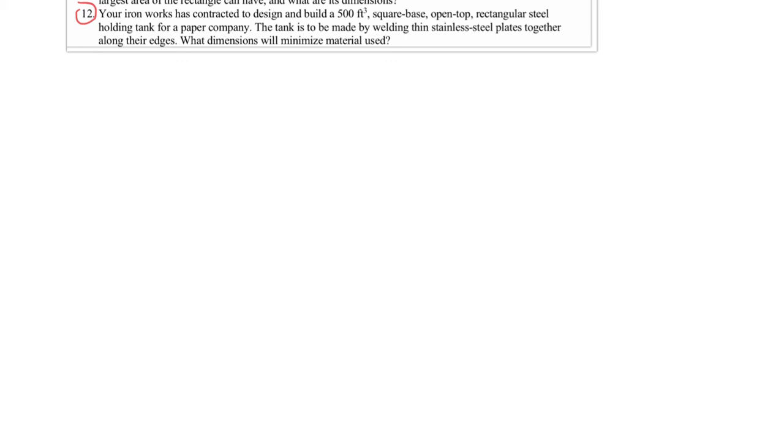Okay, problem number 12. Your ironworks has contracted to design and build a 500 cubic feet square base open top rectangular tank, to be made by welding, and so on. What dimensions will minimize the material used? Okay, so I would draw some kind of a situation for that. And we know that the volume is 500 feet cubed.